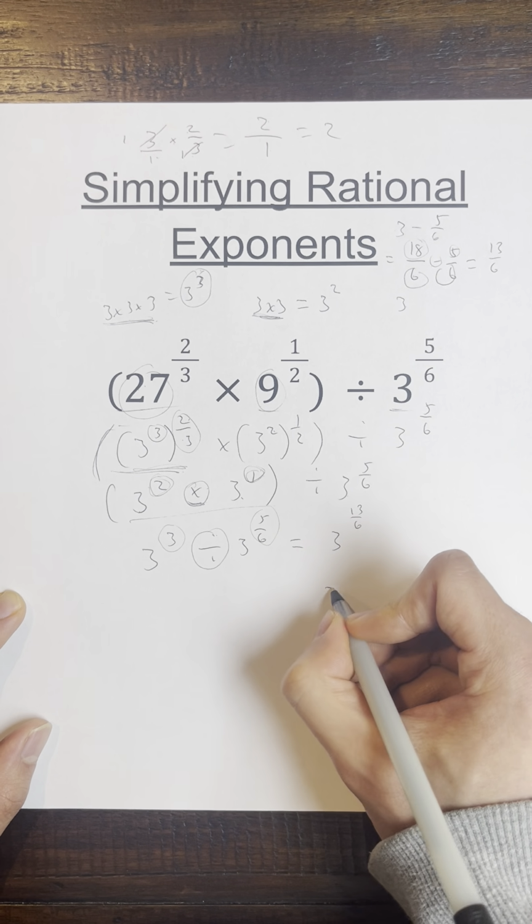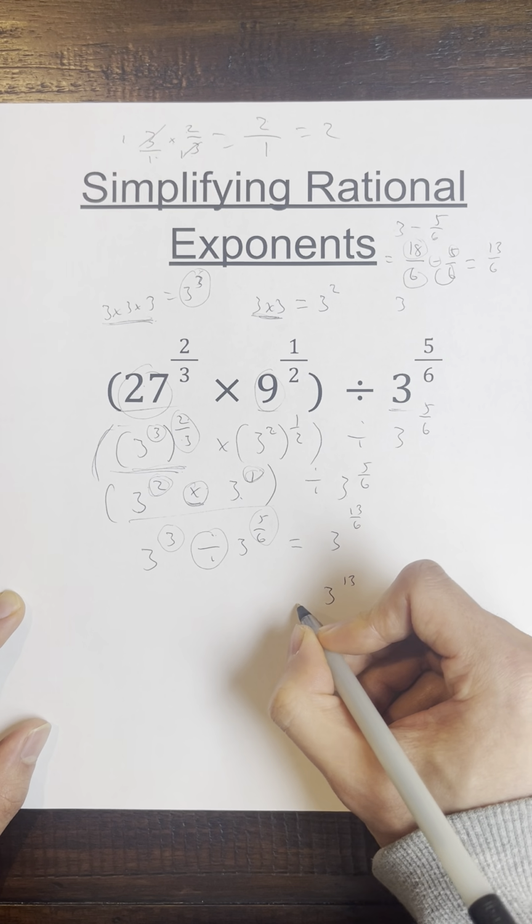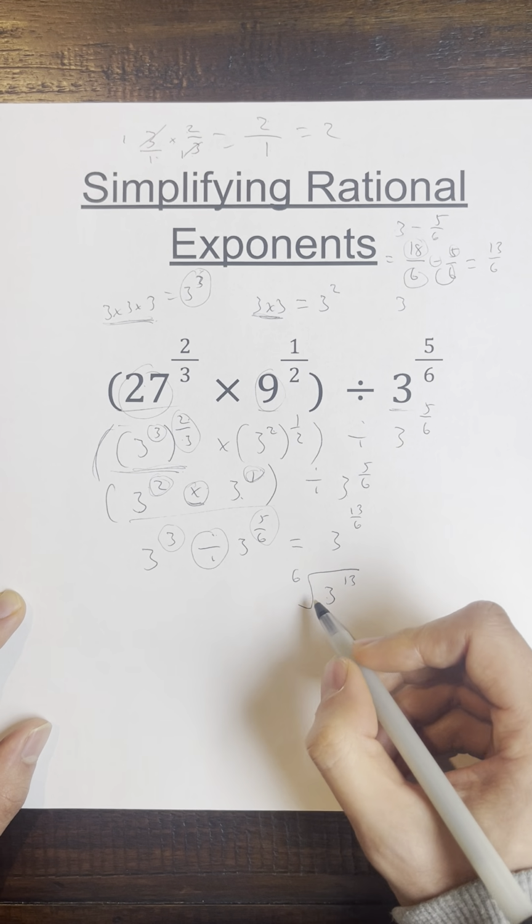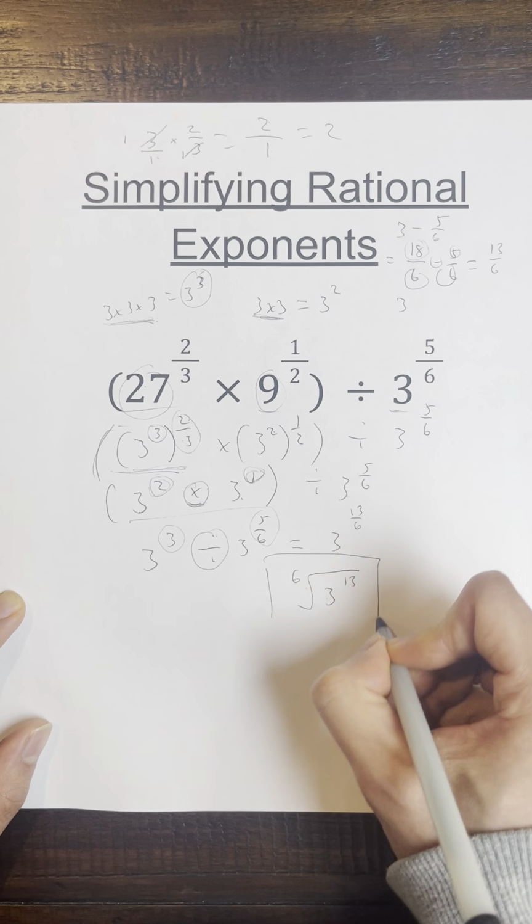Another way you can write this is, okay, so you keep 3 to the power of 13, but then you just take the 6th root. So we say this is the 6th root of 3 to the power of 13. This is your answer.